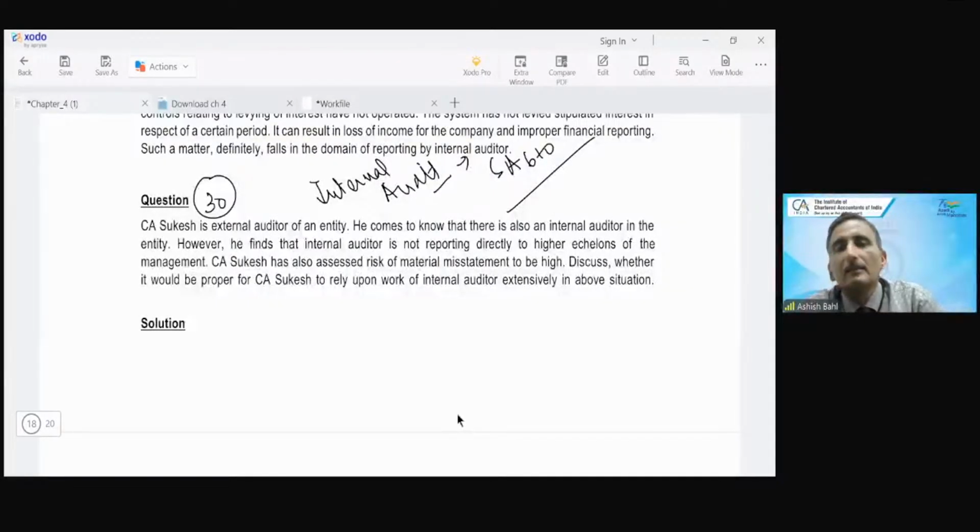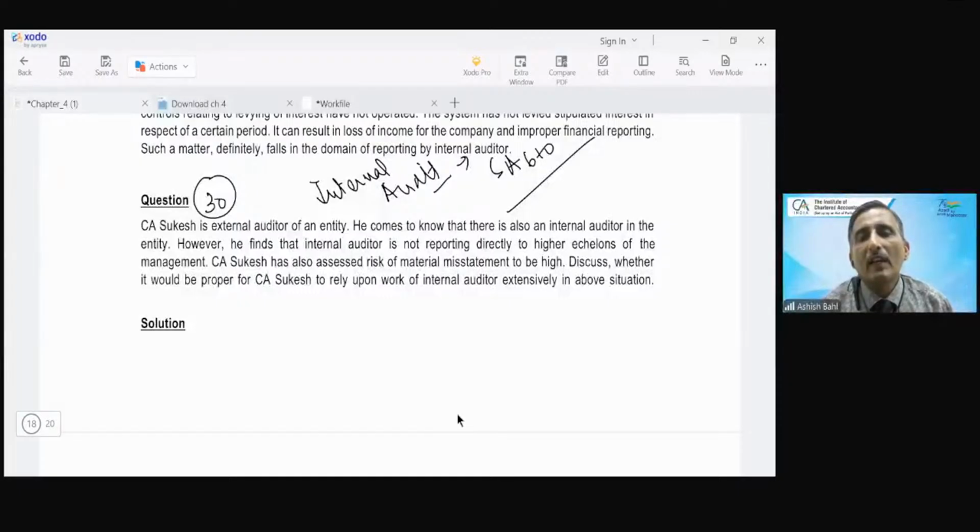Tell me what should be the answer. Whether in such circumstances he can rely upon the work of the internal auditor. What does SA 610 say about it? So how are you going to answer in the exams? Just writing one line, say your answer is correct, Miss Mansoori.